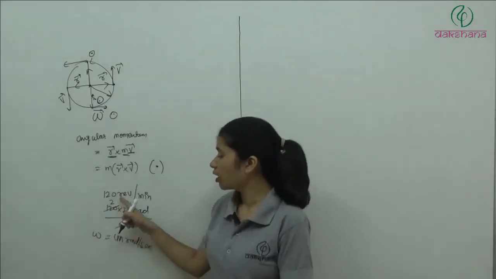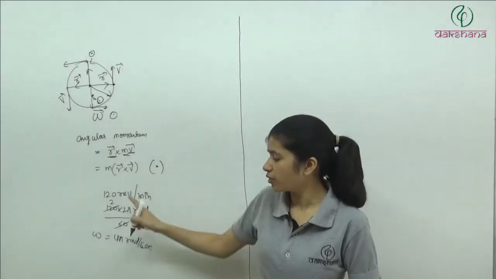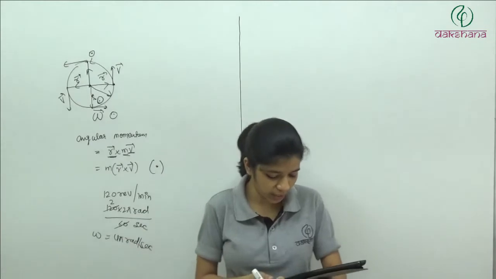It is completing 120 rounds in 1 minute. Then what is the omega? Omega is 4 pi radians per second.